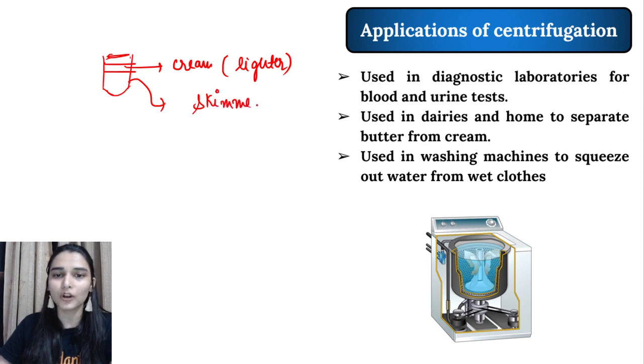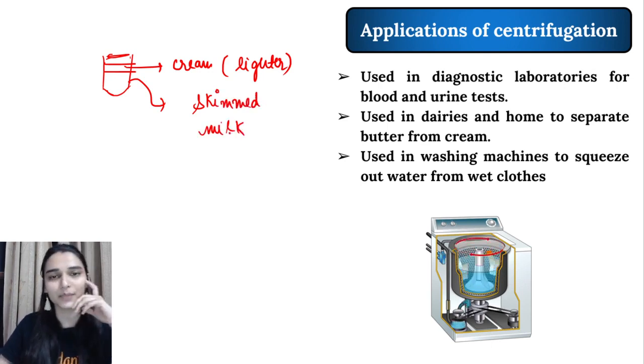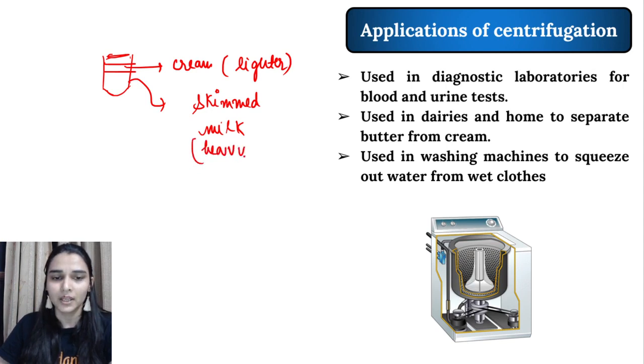Like people who are diet conscious, going to the gym and so on, they prefer to consume skimmed milk because it's free from fat, right? So that will be settling down because that is heavy. So it is as simple as that, density difference is the principle and we can separate it easily.